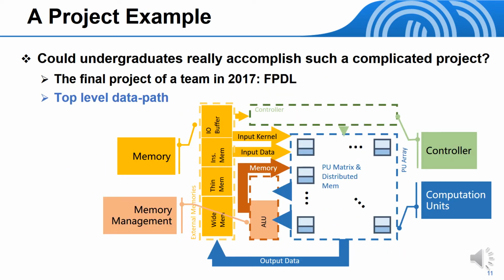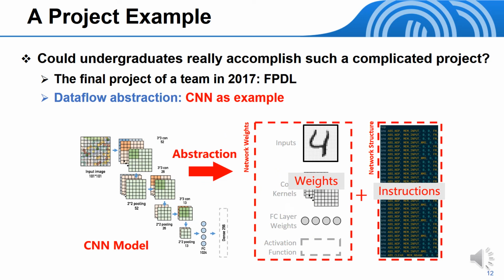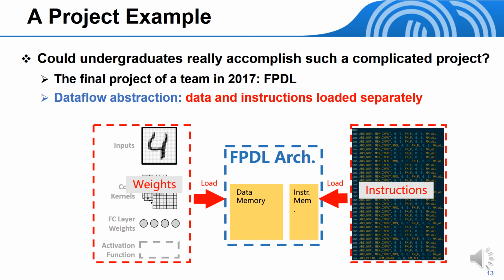I'd like to show a project example from 2017 here to demonstrate whether undergraduate students could really accomplish such a complicated project. The project is named FPDL. Here is the top-level data path as shown in this picture: the on-chip memory, the input-output buffer, the processing unit array, and the controllers, as well as the input and output data path. Taking a CNN as an example, the network model is abstracted as weights and instructions. For data flow mapping, the weights, states, and instructions are loaded separately into the FPDL architecture and stored in different memory spaces.